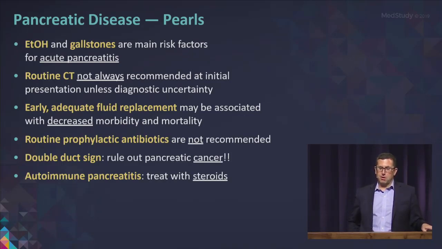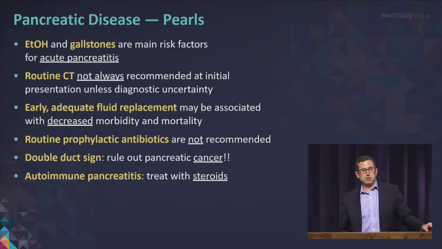So, pancreatic disease pearls: alcohol and gallstones are main risk factors for acute pancreatitis. Routine CT is not always recommended at initial presentation unless diagnostic uncertainty. Early adequate fluid, key, right? That will decrease morbidity and mortality. In acute pancreatitis, routine prophylactic antibiotics are not recommended. You do it on demand if you're worried about the patient.